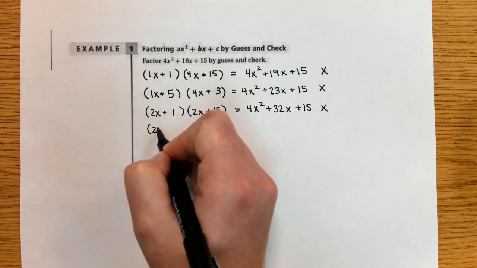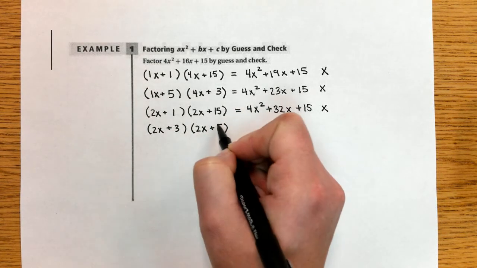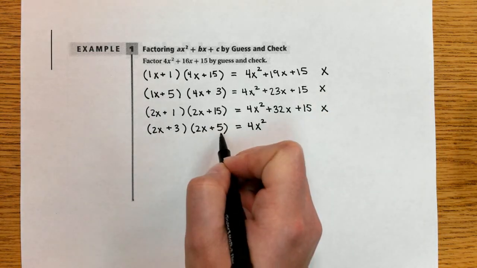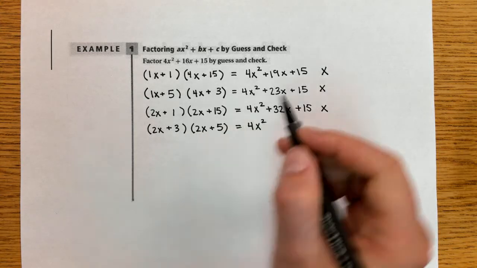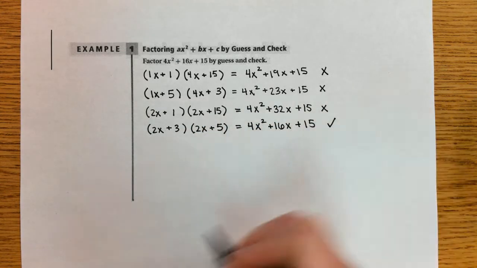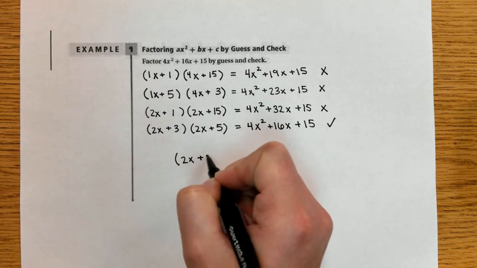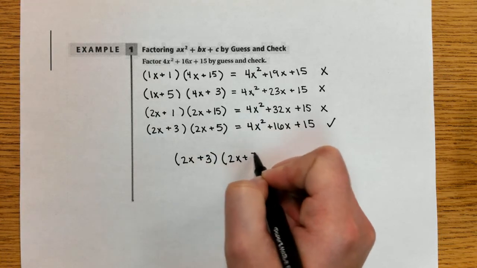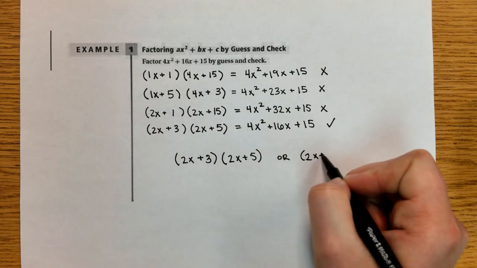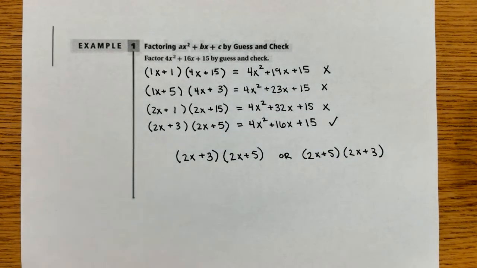So let's try 2x again, but let's try 3 and 5 this time. So 2x times 2x will give me 4x squared, and then 2x times 5 is 10x, and then in the middle I'll get 6x. So 10x plus 6x will give me 16x, and then 3 times 5 gives me 15. And that is exactly what I wanted. So to factor this trinomial, I would do 2x plus 3 times the quantity 2x plus 5. And again, like I mentioned in the last video, you could write the 2x plus 5 first if you want, and then the 2x plus 3. So those both would give you the solution. So this is just guess and check.